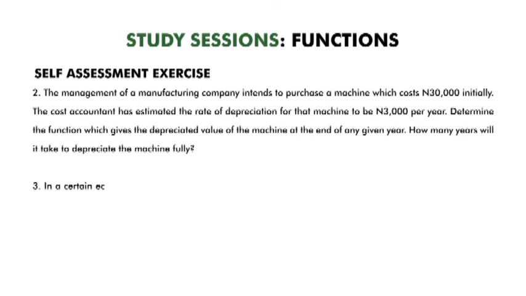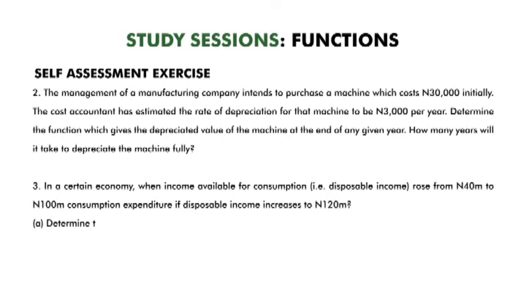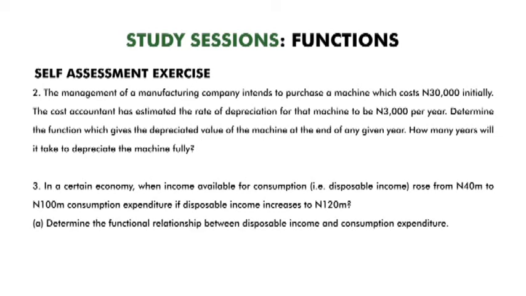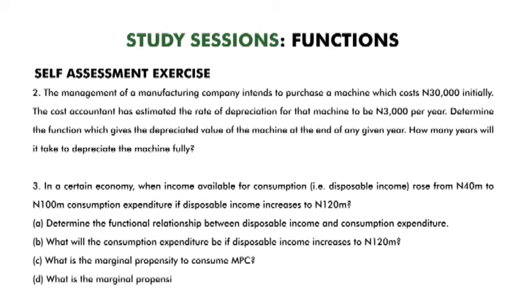3. In a certain economy, when income available for consumption, i.e., disposable income, rose from 40 million naira to 100 million naira, consumption expenditure also rose from 30 million naira to 80 million naira. A. Determine the functional relationship between disposable income and consumption expenditure. B. What will be the consumption expenditure if disposable income increases to 120 million naira? C. What is the marginal propensity to consume, MPC? D. What is the marginal propensity to save, MPS?